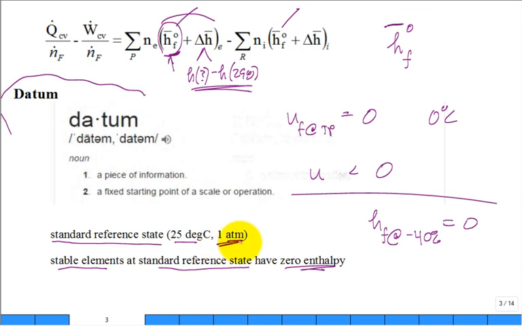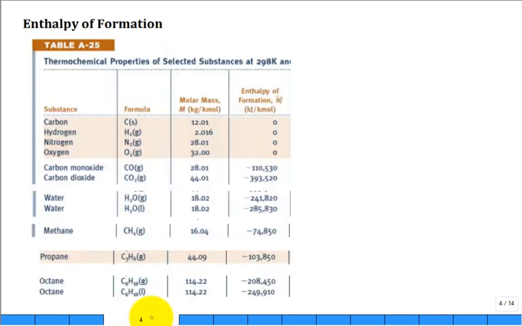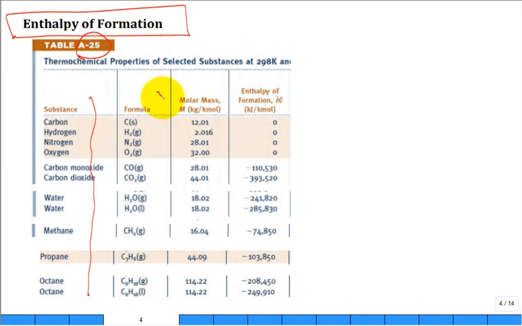Standard pressure, standard conditions. So we've seen that naught on a number of terms throughout the class. So where do we find this data for the enthalpy of formation? Well, in Table A-25, they list a pile of substances and give us the formula, and then they give us the molar mass. Here I truncated and dropped the rest of them, but here's a column of the enthalpy of formation.